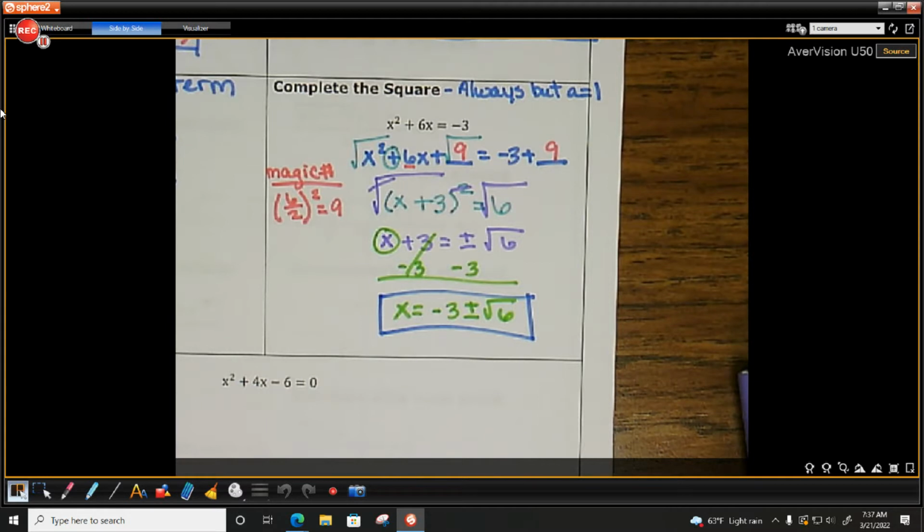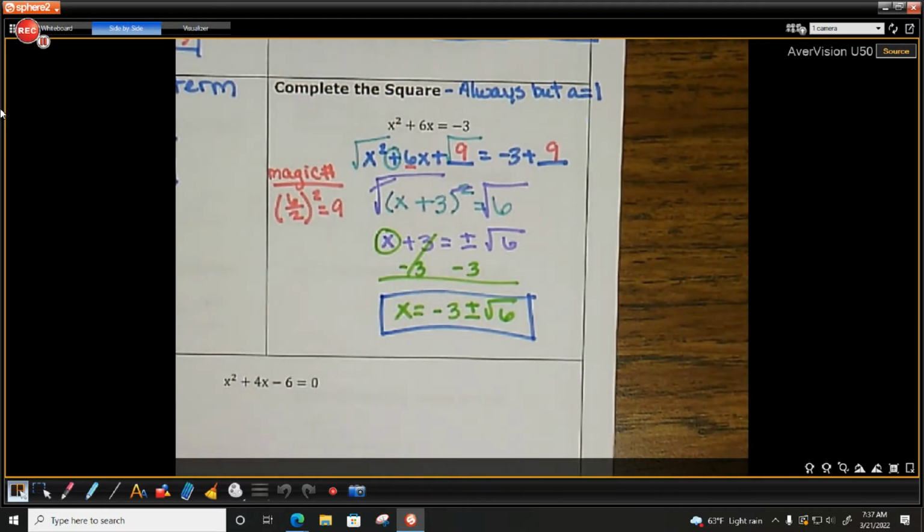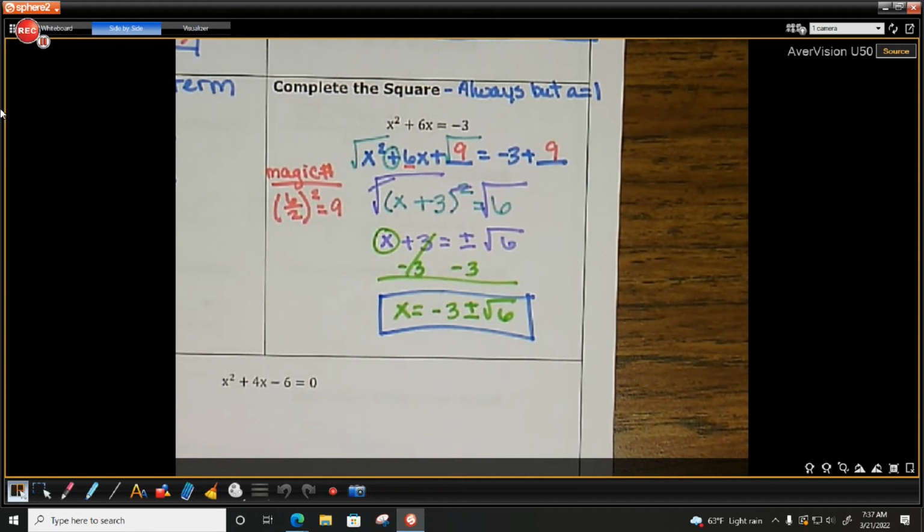Good? Even if you don't fully remember all these methods, does this kind of jog our memory a little bit? What we did the week before spring break? Okay, again, can you use your calculator for all of these? Yes. Okay, so today we're going to learn the third and final way.